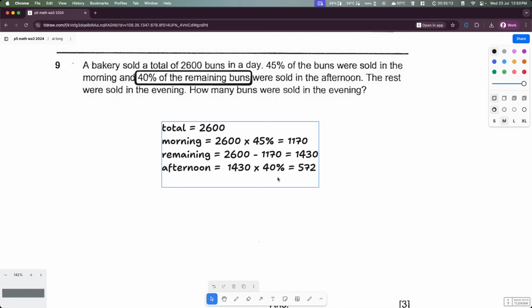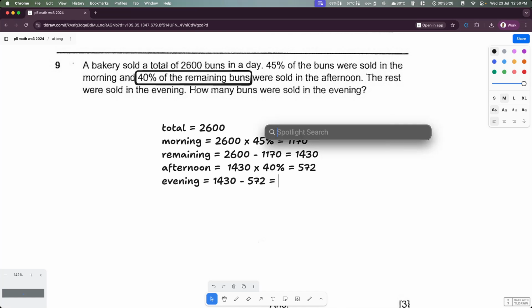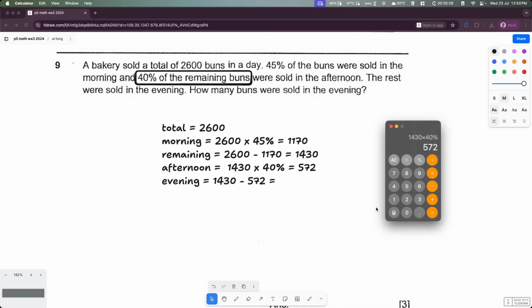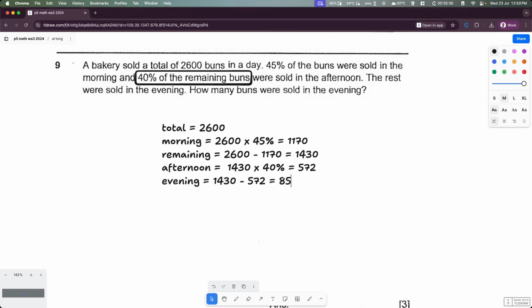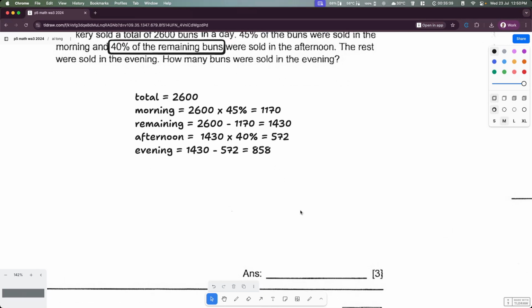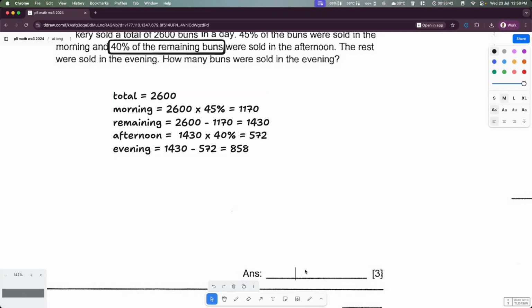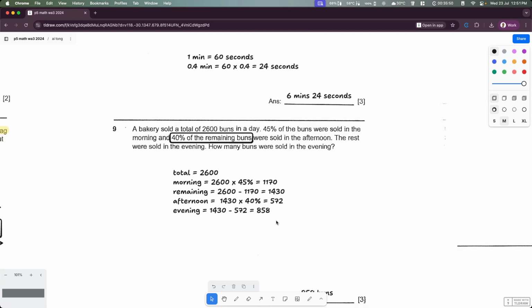Okay. So what we want to do is type in evening is equal to, so we know that the remaining is 1430, and we sold in the afternoon 572, so 1430 minus 572. Okay, same thing, use your calculator. 1430 minus 572 gives us 858, and that's it. So that's the answer. Therefore, the answer to this is 858 buns. Right. Okay. So let's move on to the next question.